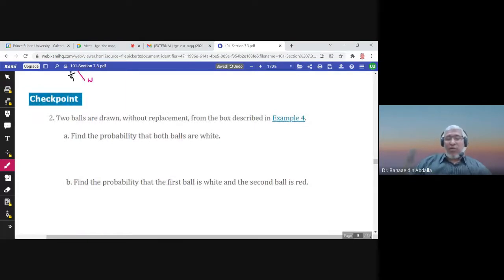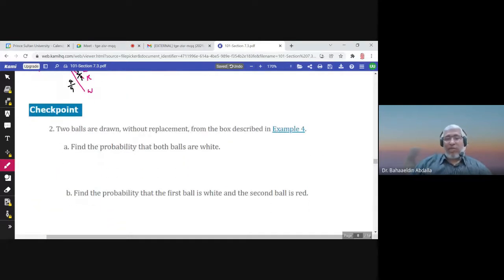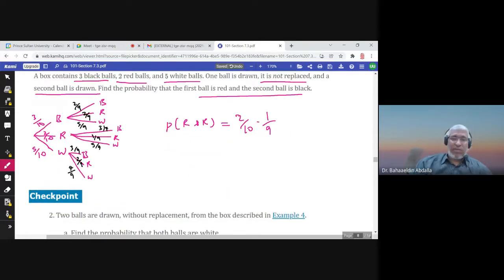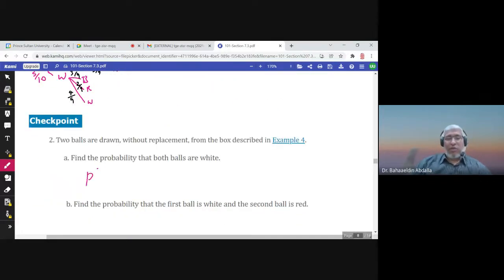Two balls are drawn without replacement from the box described in example 4. Find the probability that both balls are white. So he needs white, white. So WW, what would be the probability? 5 over 10 times 4 over 9. So the probability of white and white would be 5 over 10 times 4 over 9.